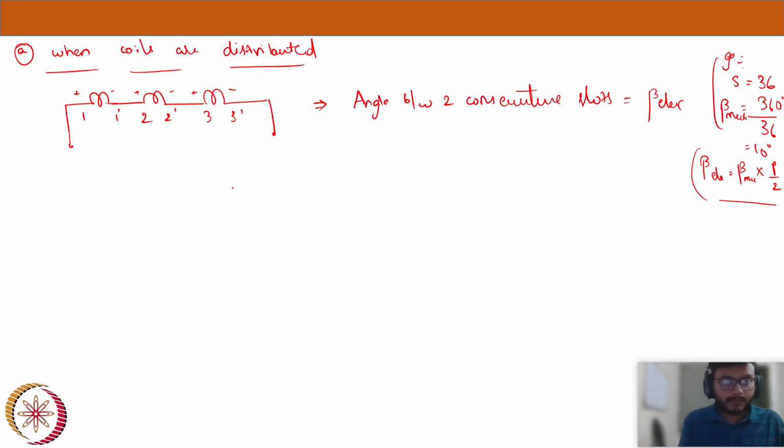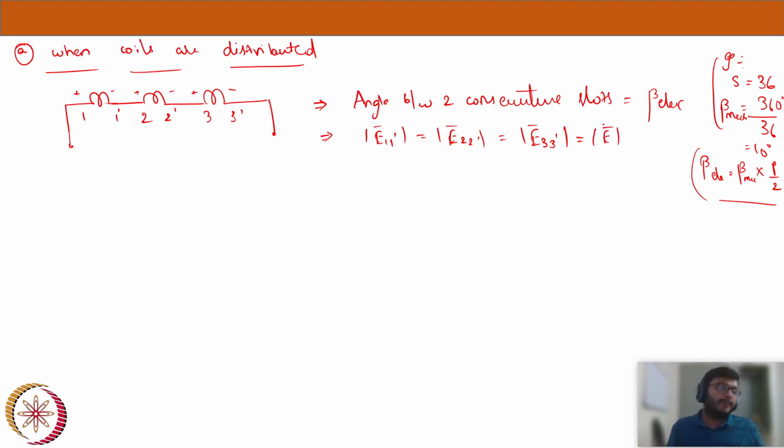And we also know that the magnitude of 1 1 dash is equal to the magnitude of 2 2 dash, which is equal to the magnitude of voltage induced in the third coil, that is E33 dash. Let's say that is equal to E. Maybe we can just give it a value here, that is E. Now let me draw the phasor.